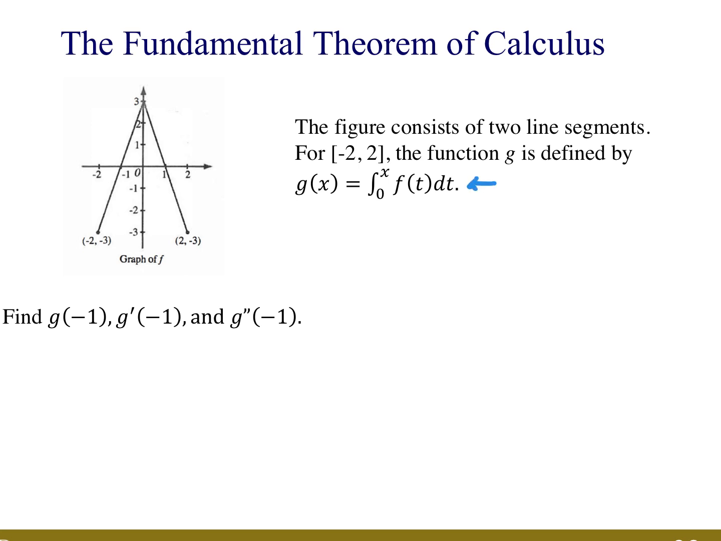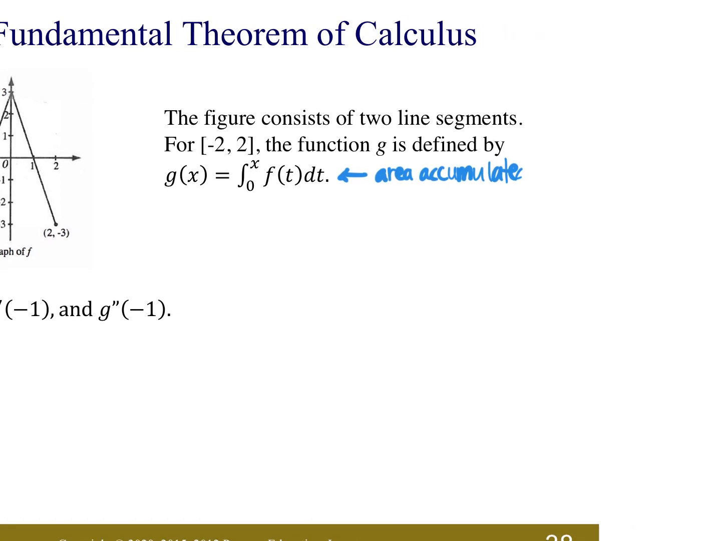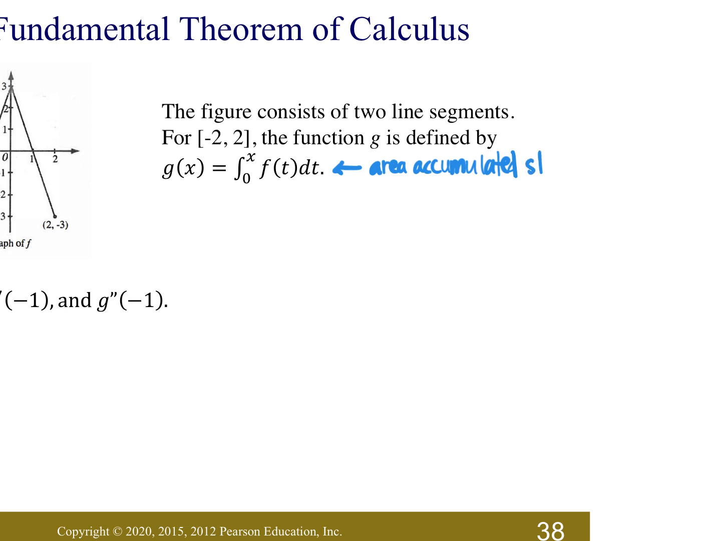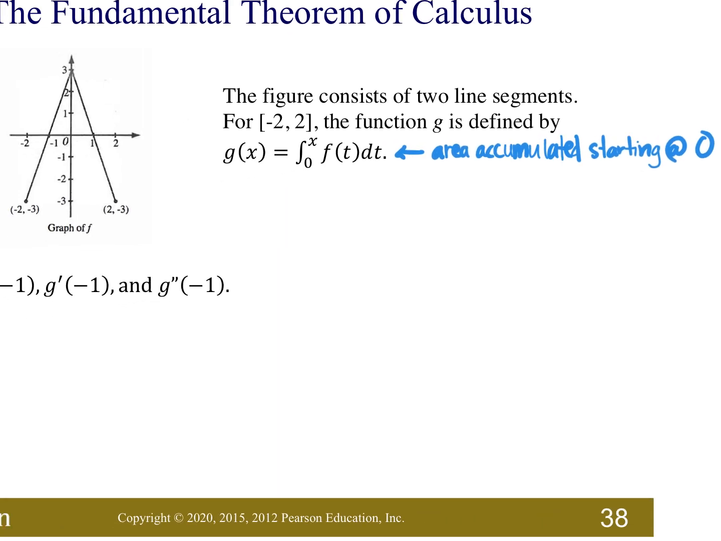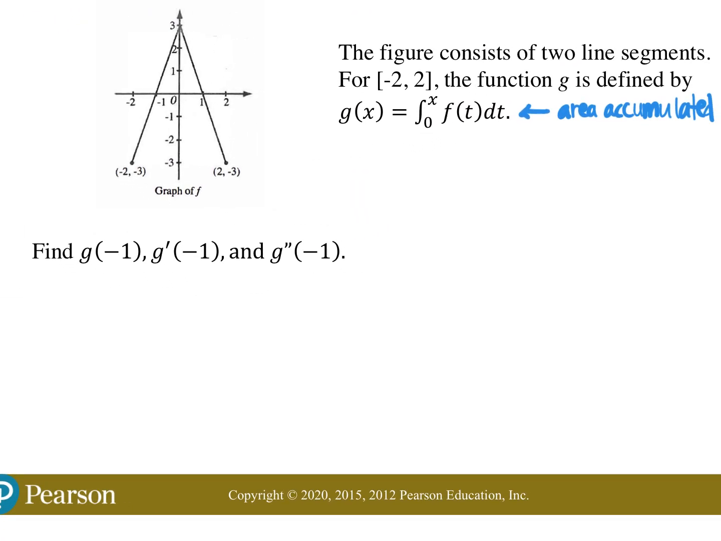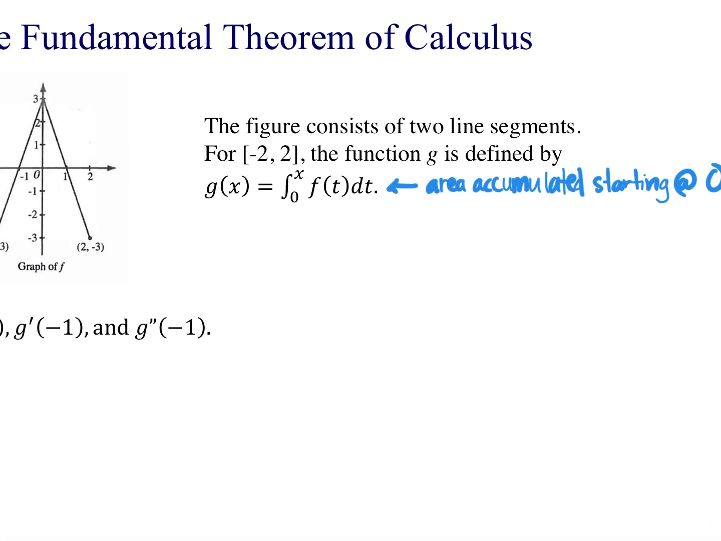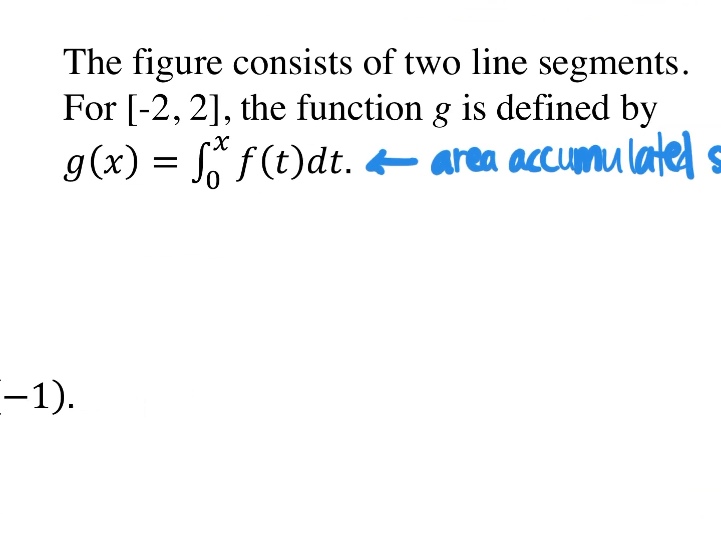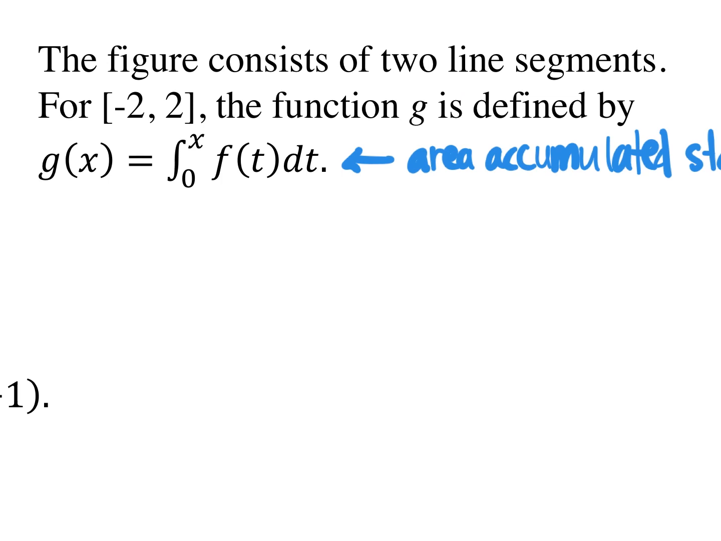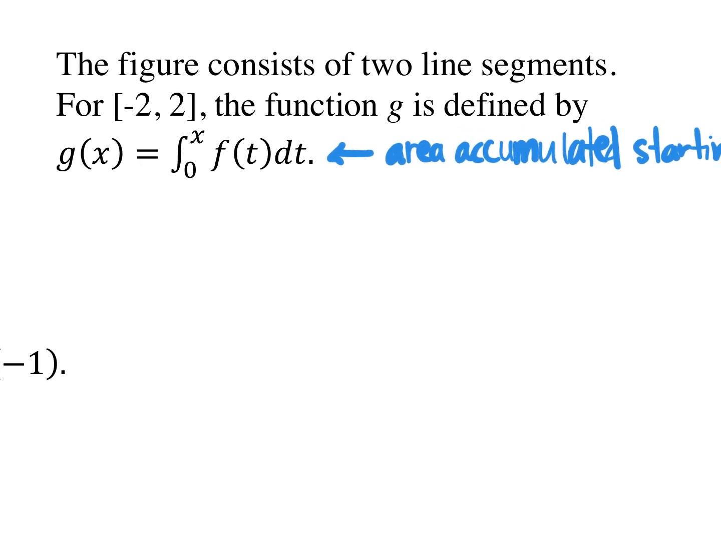So the meaning of that is the area accumulated, starting where? Not starting at 3, starting at 0. The area accumulated starting at 0. Before we go to the questions, let's make sure we understand everything else. That's what g is defined as, the integral, but what it means is the area accumulated starting at 0.